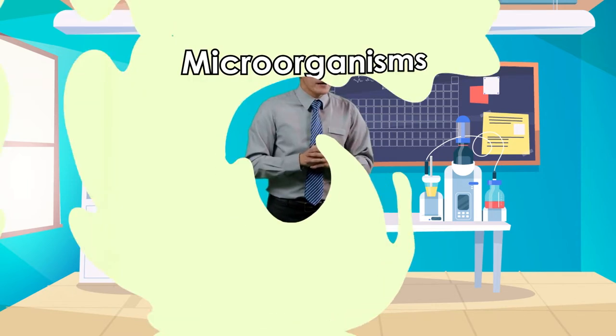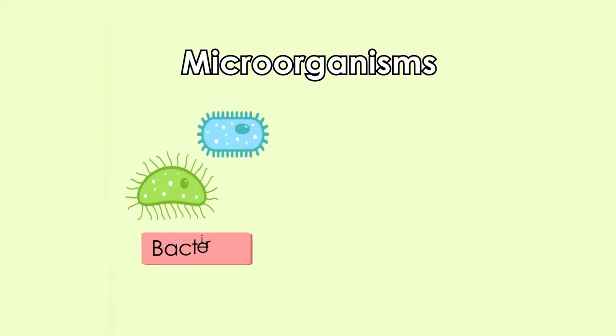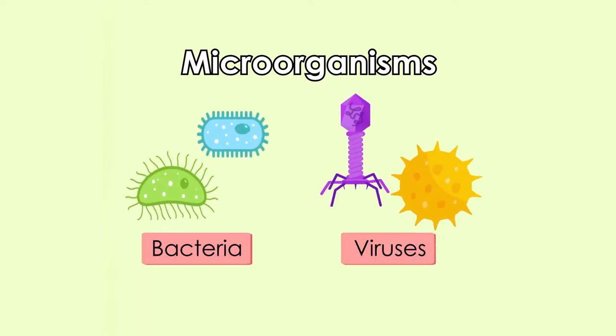Next, we have microorganisms. Microorganisms are also a type of living thing. Can you name a microorganism? Yes, great job. Bacteria and viruses are examples of microorganisms. They are organisms that we cannot see with our naked eye. There are millions of types of organisms on Earth.